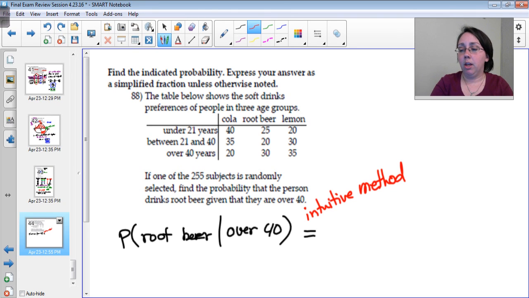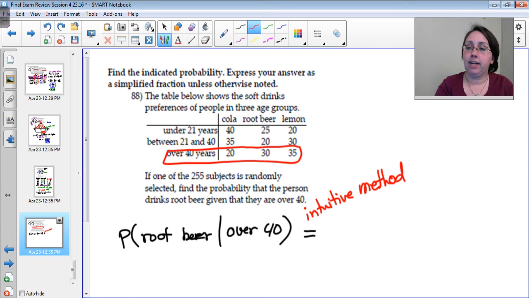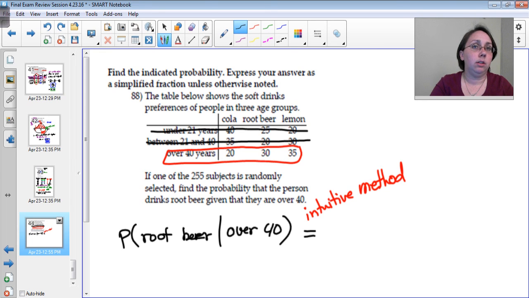All right, you are given that the person you pick is over 40. So who are you interested in? Just the people over 40. What about the rest of the data? It does not matter in the slightest. You don't care anymore. That data does not exist at all once you have a given piece of information. Now, with the remaining data, what's the probability of choosing someone who likes root beer?